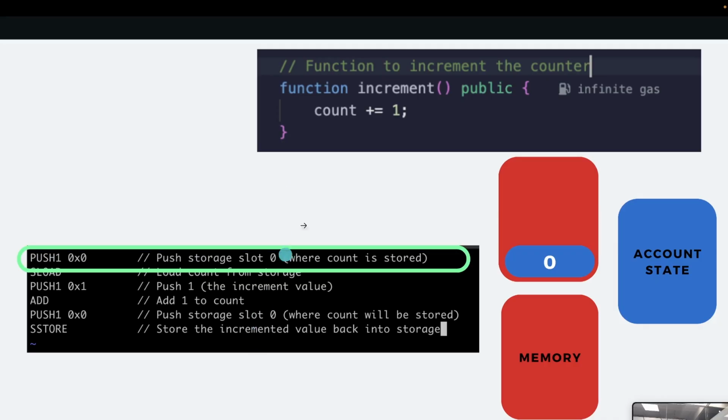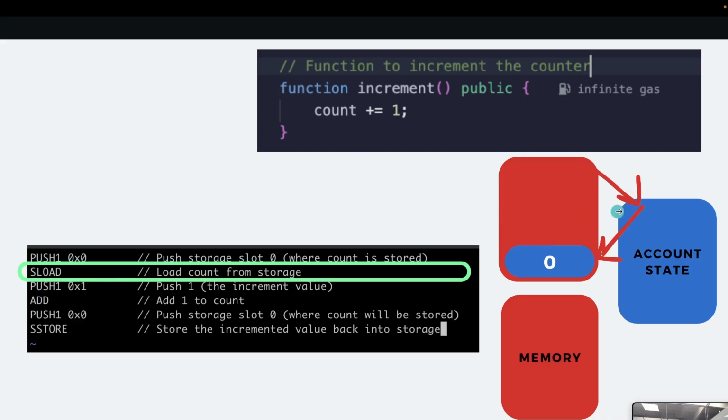So what are we saying? कि भाई 0th position, first is push 0 over here. Then S load will pull whatever is present in the 0th position in the stack. It will pop this off, pull the value over here. Now count was initialized to 0. तो यहाँ पे 0 ही आएगा इसके बाद भी. 0 will get pulled over here.